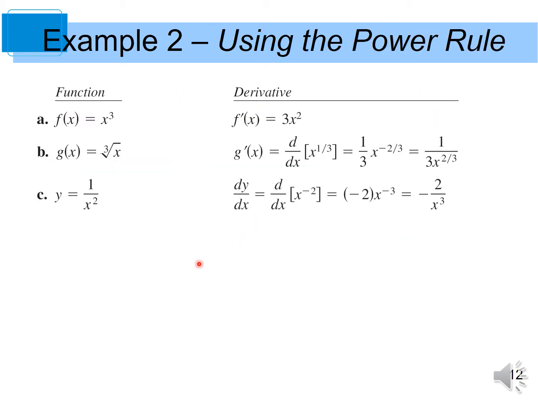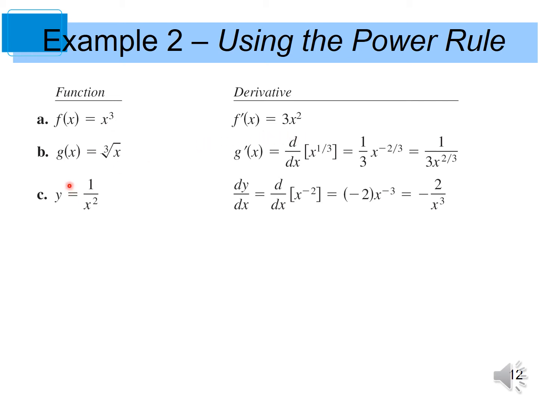For the second example, for a, we have f(x) equals x cubed. So the power is 3, so we have to use the power rule. And f prime of x is equal to 3x squared.